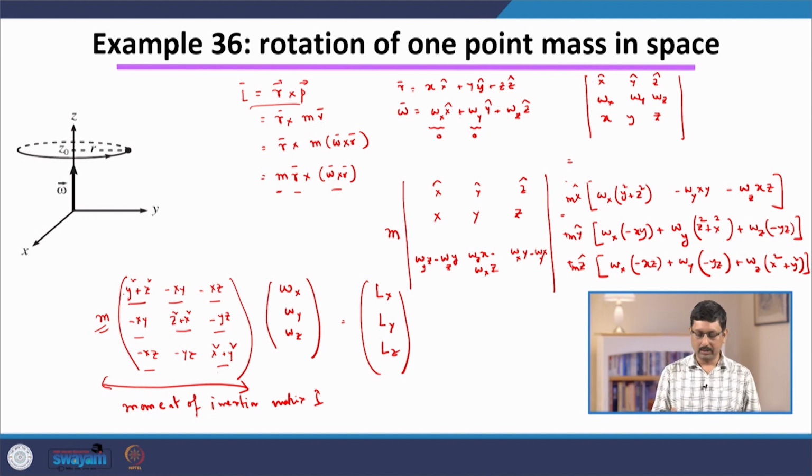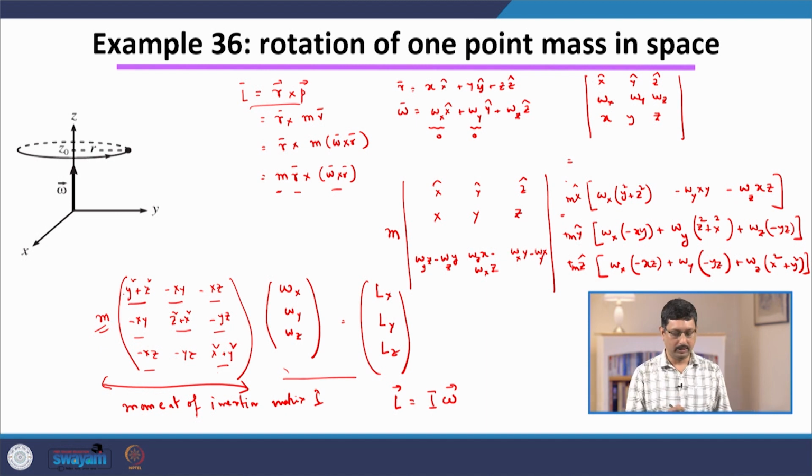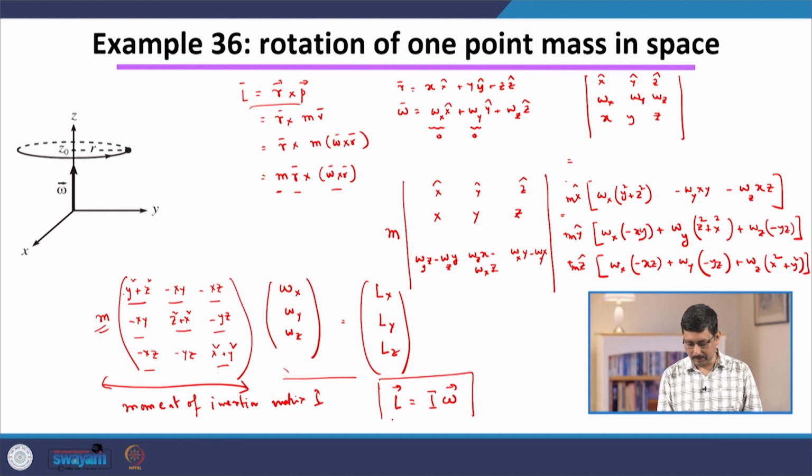This is a general definition. So, what we have is that L is a matrix times a vector, and this is the mathematical reason: if you multiply a vector with a scalar, then the direction of the product and the direction of the vector are the same. But if you multiply a vector with a matrix, then the resultant is also a vector, but this resultant vector need not be in the same direction as the original vector. So, this is a matrix equation.